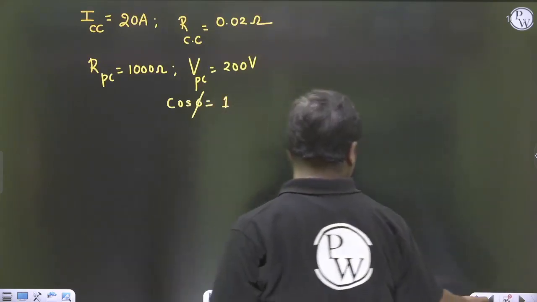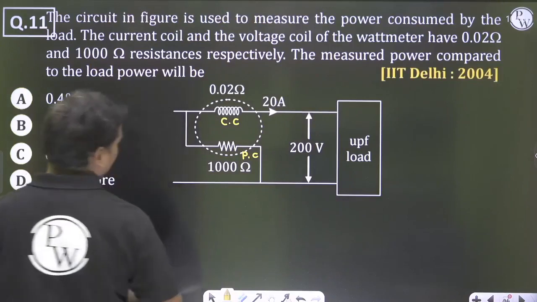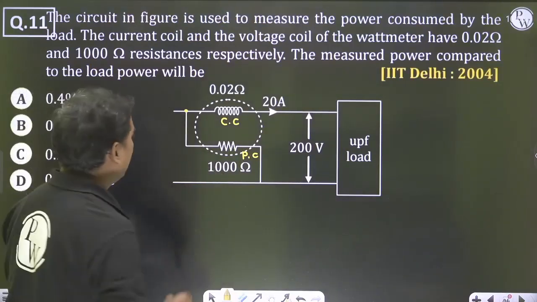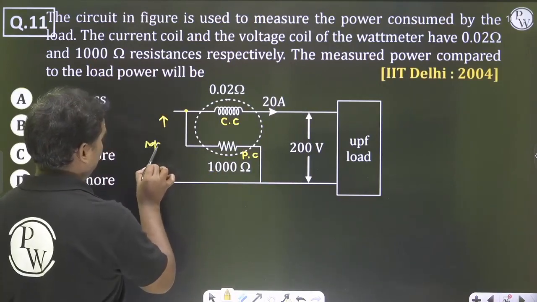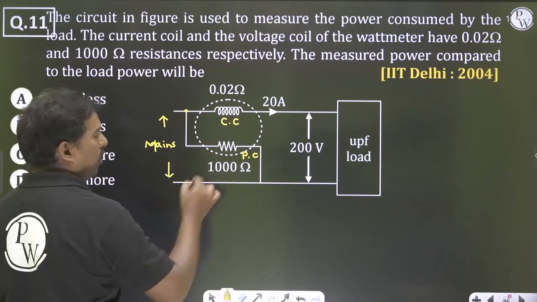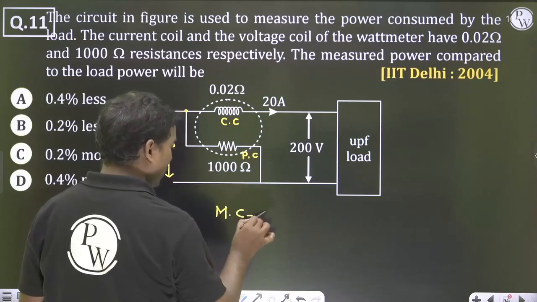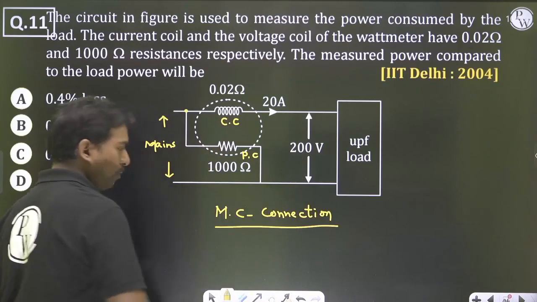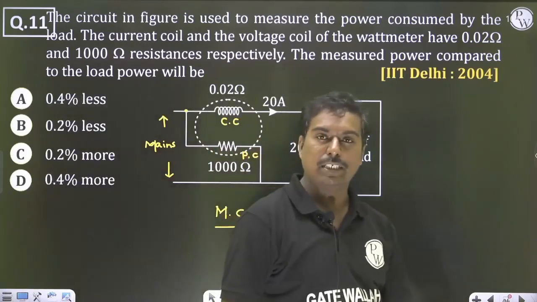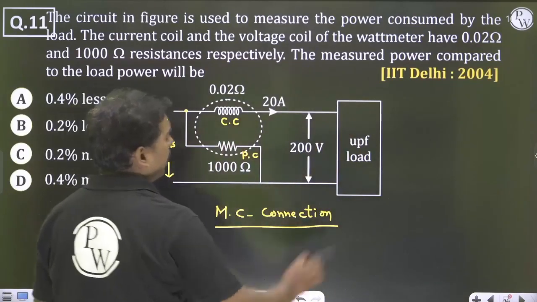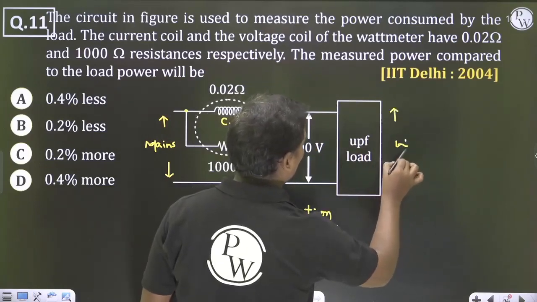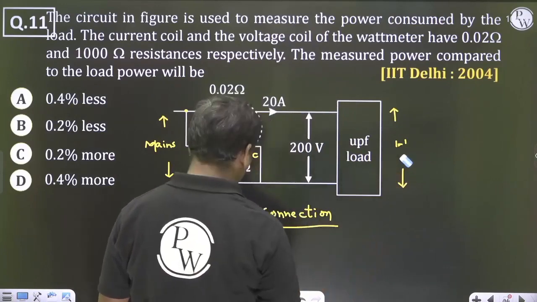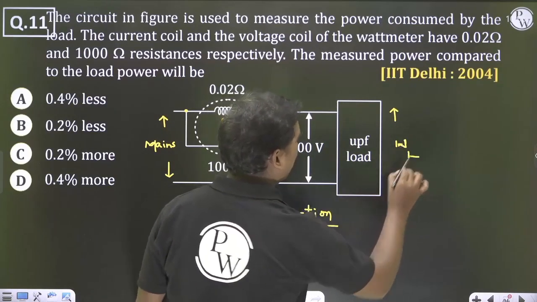Now if we check the question, what is this connection? The pressure coil is connected at the current coil side. That means it's connected at the mains side, not at the load side. So that is what we call the MC connection. Which coil is connected to the load? The current coil. That means in addition to the true value of the load, we are also going to get the measured value.